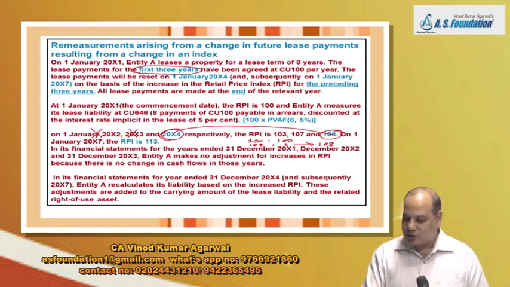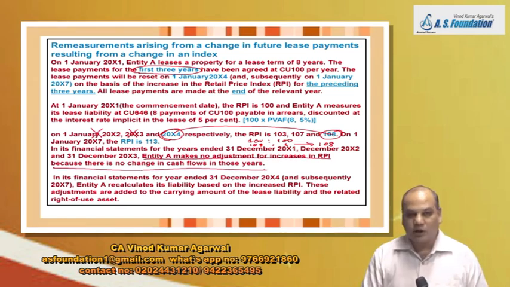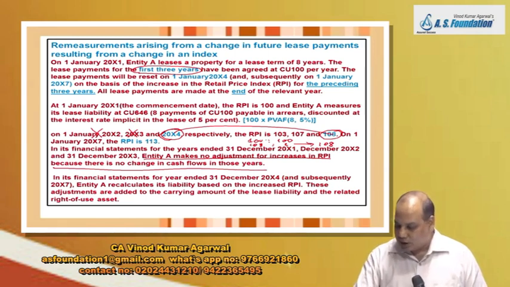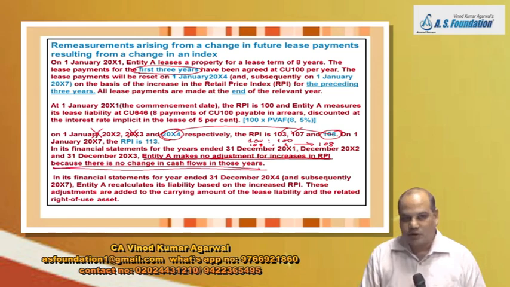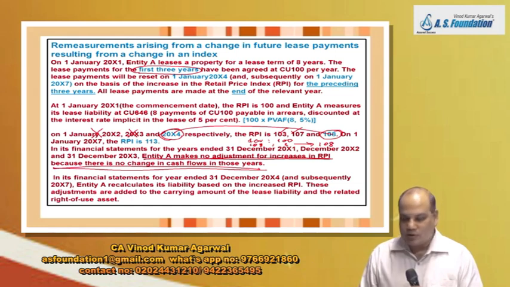In its financial statement for the year ended 31st December 20x1, and in its financial statements for 31st December 2 and 31st December 3, entity A makes no adjustment for increase in RPI because there is no change in the cash flow in this year. So this first and second RPI given to you is to be ignored. Okay. This is the instruction you will follow in the exam. In the exam, they will not be so liberal and give all the explanation. They will only say the RPI was so and so much amount on these 3 years.